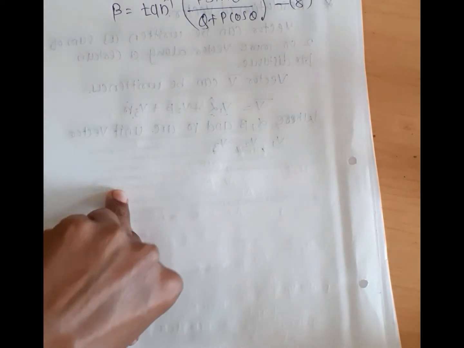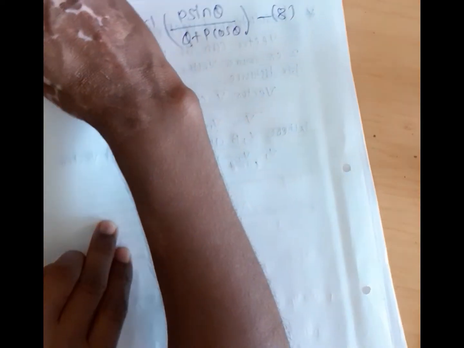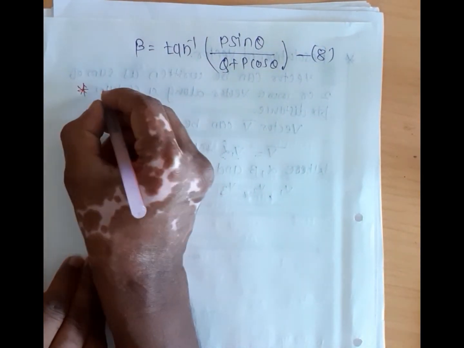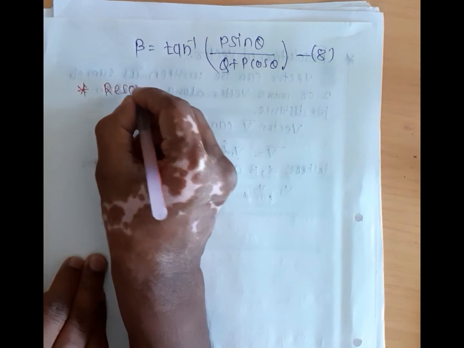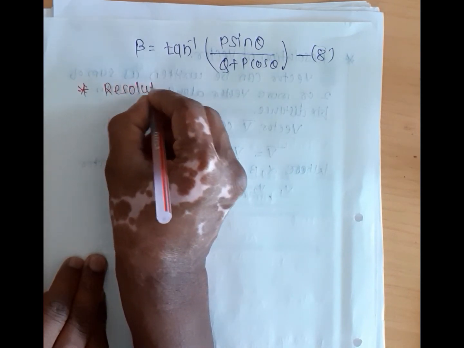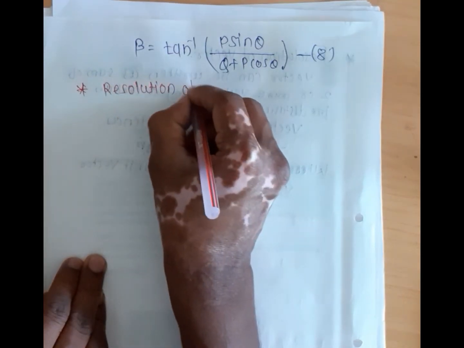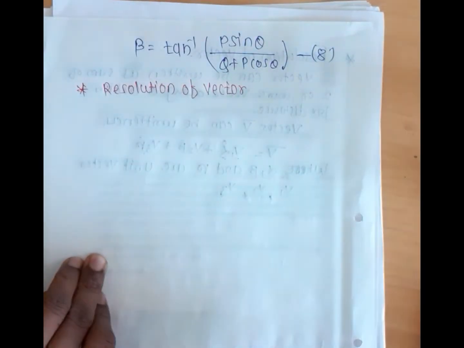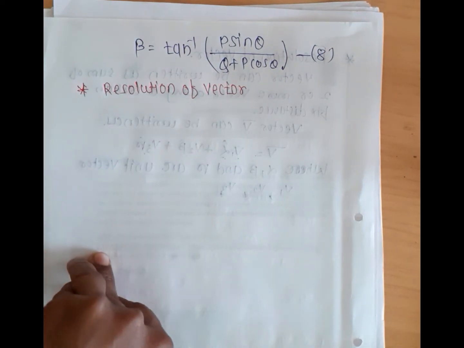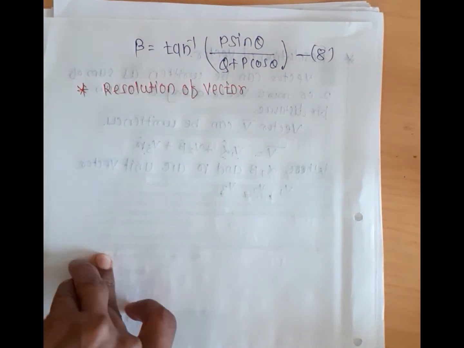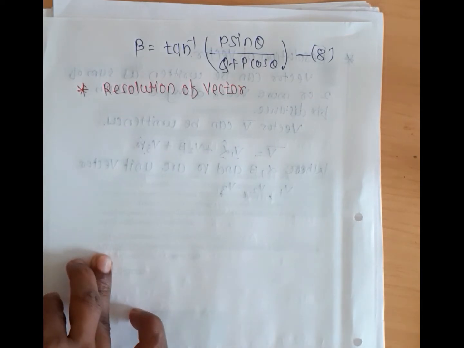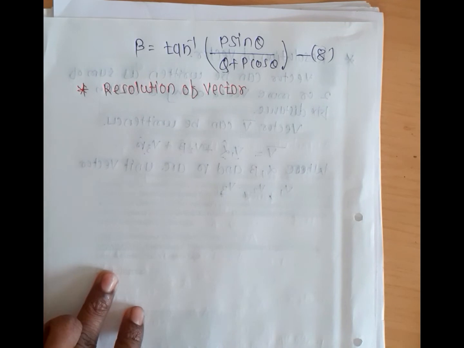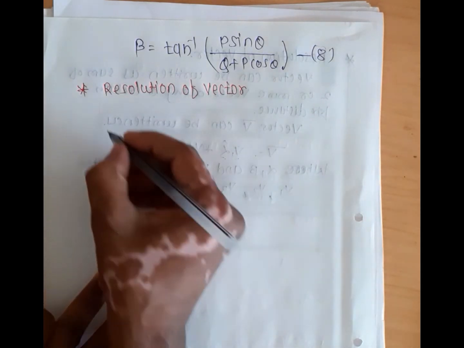The name of the point is the resolution of a vector. Resolution means separation of a vector, that is a separation of a vector, resolution of a vector. What is meant by resolution of vectors? A vector can be written as a sum of two or more vectors. How to write this vector? A vector can be written as a sum of two or more vectors.